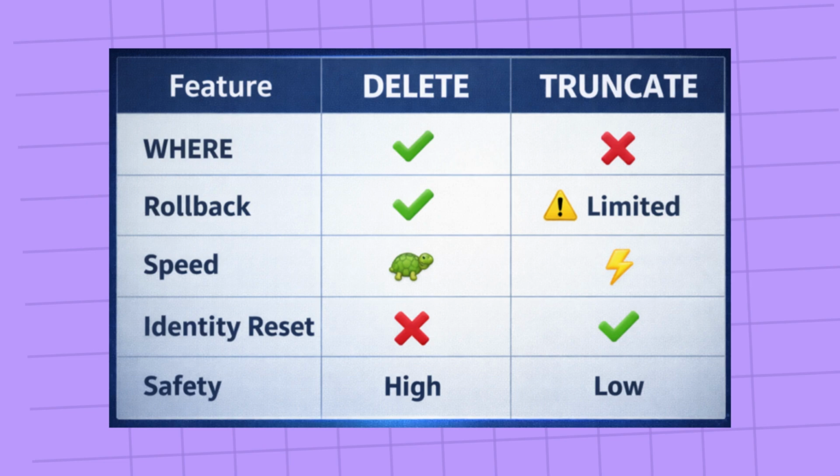DELETE is slower because it works row by row. TRUNCATE is much faster because it clears the table in one operation. DELETE does not reset identity values. TRUNCATE does. Your identity column starts over. That's why DELETE is safer and TRUNCATE should be used carefully.